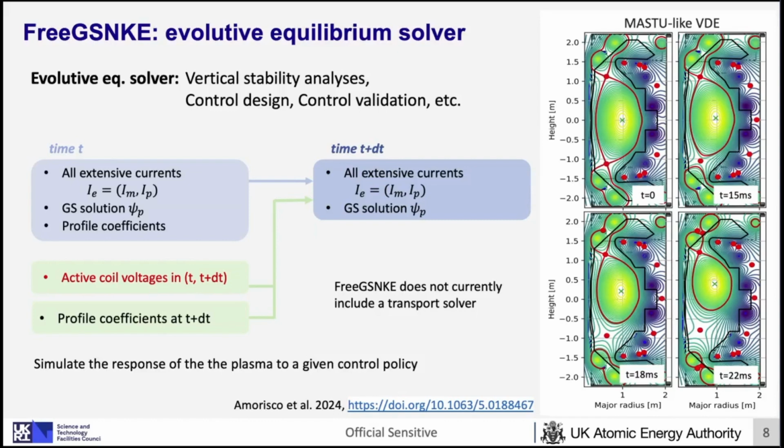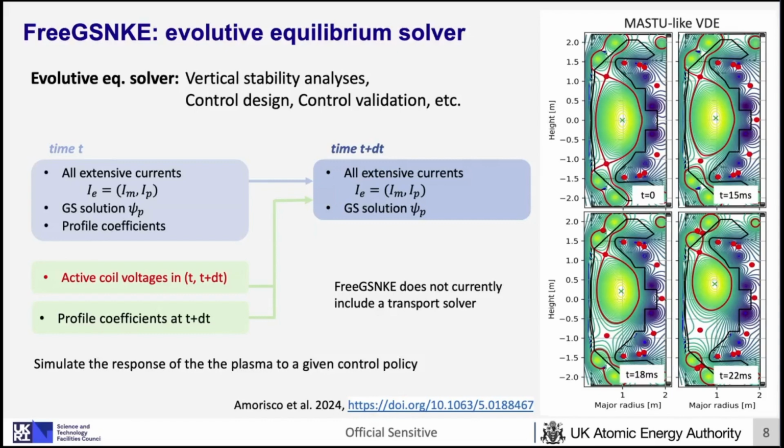How this works is that basically FREEGSNKE evolves the state of the system between times t and t plus delta t. The state of the system in FREEGSNKE is described by all of the metal currents, and this includes both the currents in the poloidal field coils and the currents in all of the passive wall elements that compose your tokamak. And of course, there's the plasma equilibrium at time t. And provided the control action, that is the active coil voltages applied to the poloidal field coils, FREEGSNKE solves the nonlinear problem that defines the state at time t plus delta t with all of the new metal currents and new plasma equilibrium.